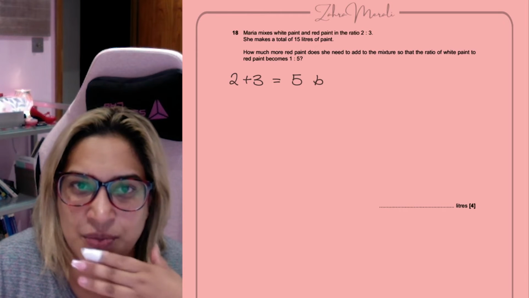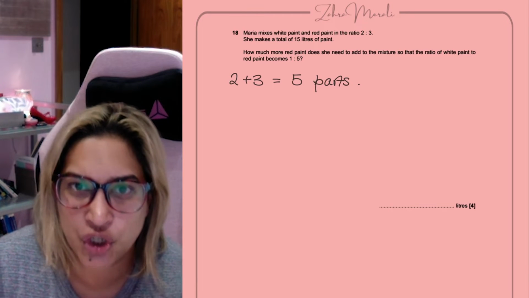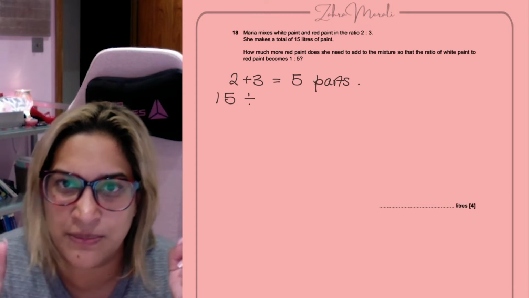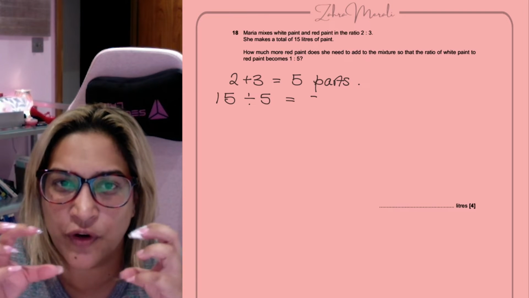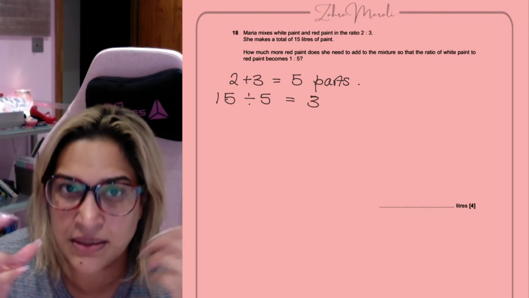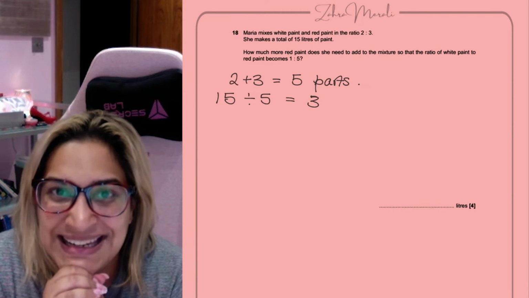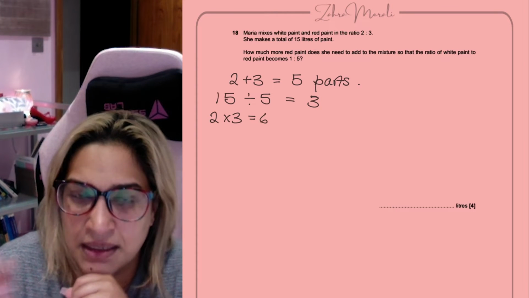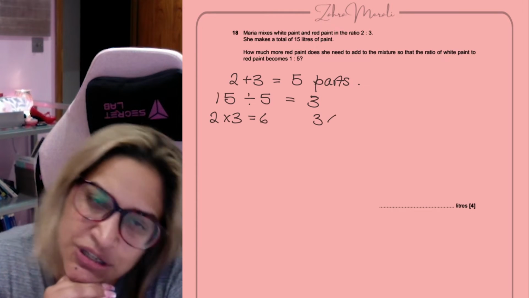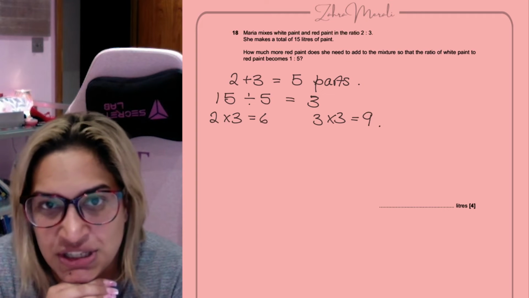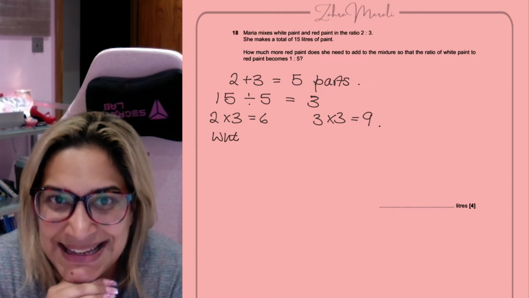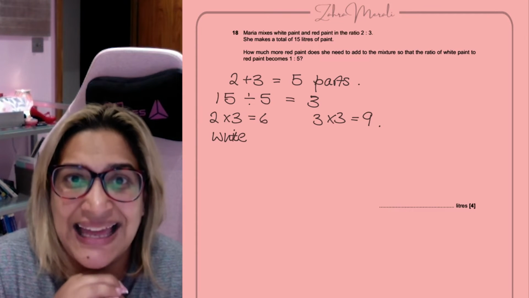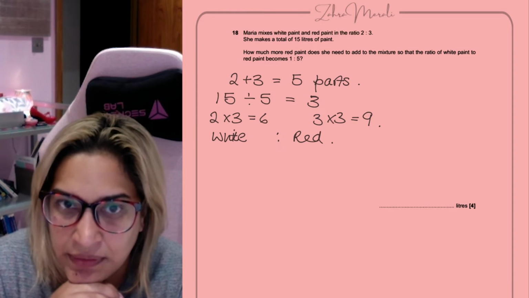Right, how many bits do we have? So we've got 2 bits of white and 3 bits of red. So altogether, we've got 5 bits or 5 parts. We're looking at 15 litres. So each bit is going to be 3 litres. So that means we're going to have 2 times 3, which is 6, and 3 times 3, which is 9. So 6 litres of white paint and 9 litres of red paint.